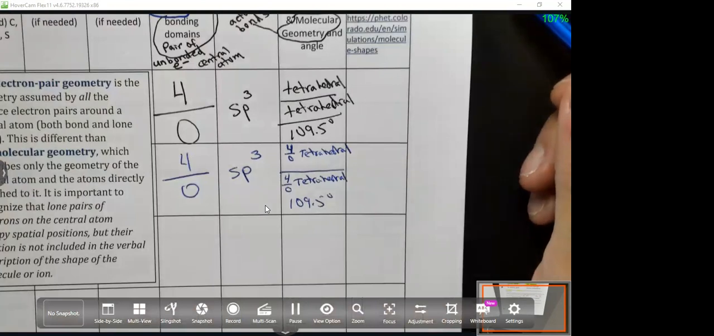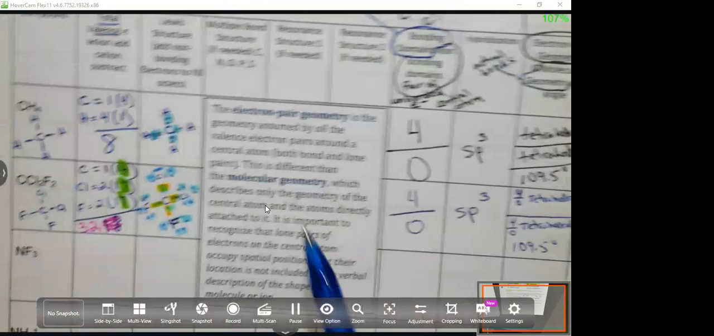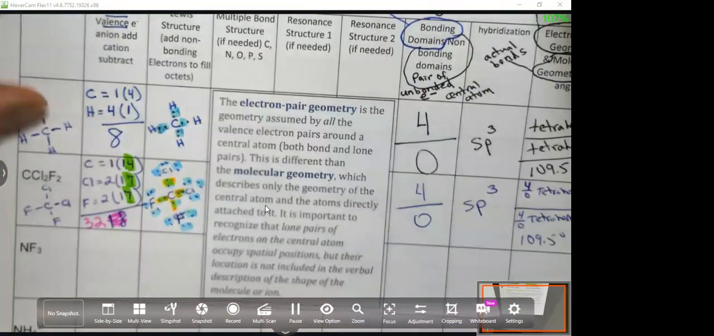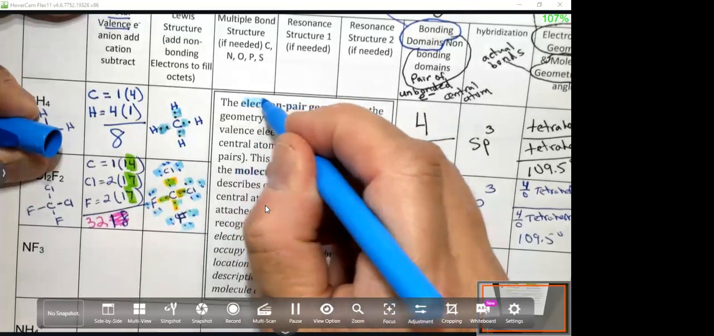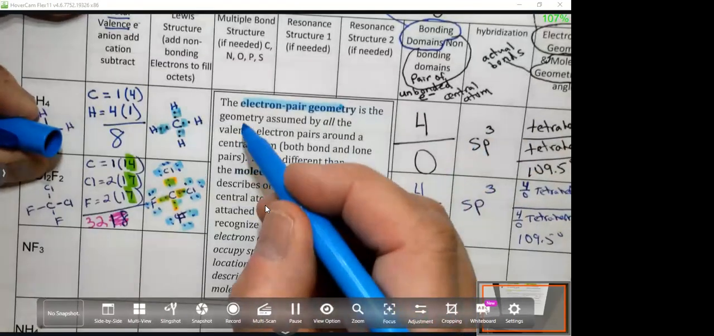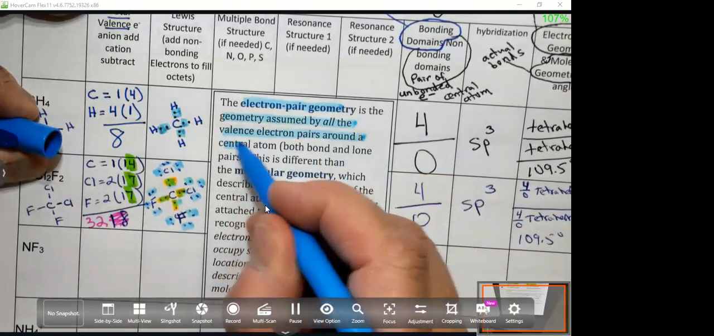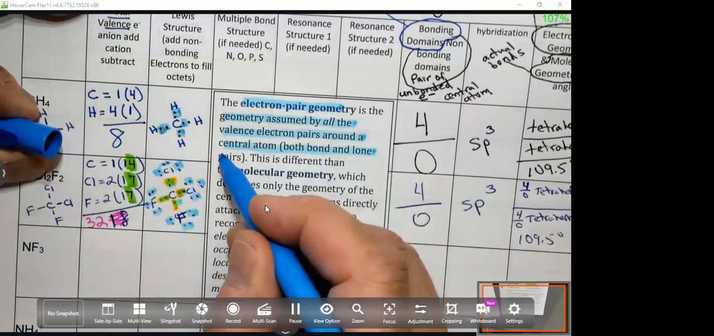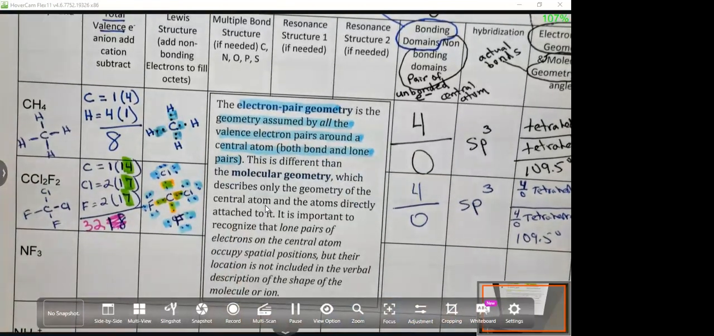Well, let's do the next one. And here is my note on electron pair geometry as well. The electron pair geometry is the geometry assumed by all the valence pairs around the central atom.